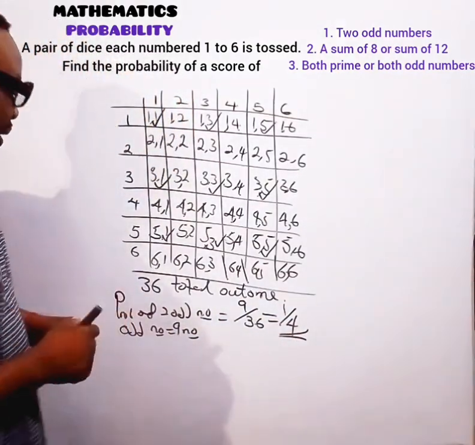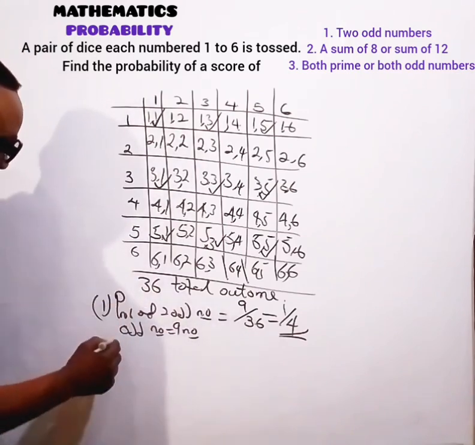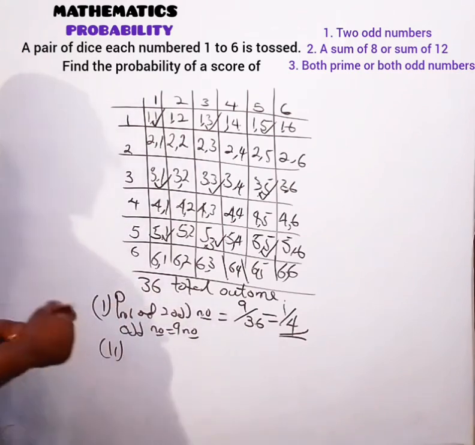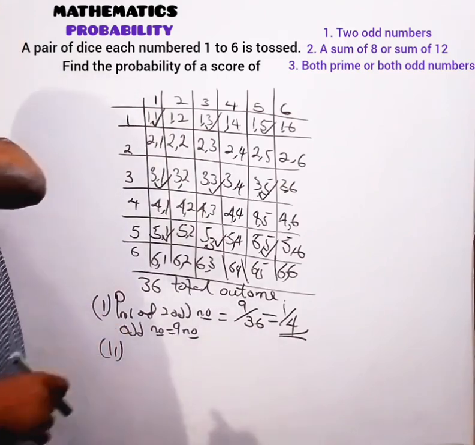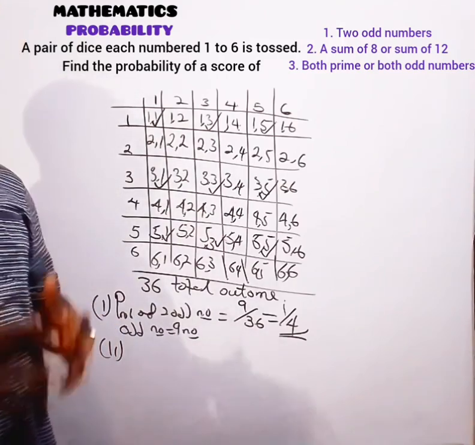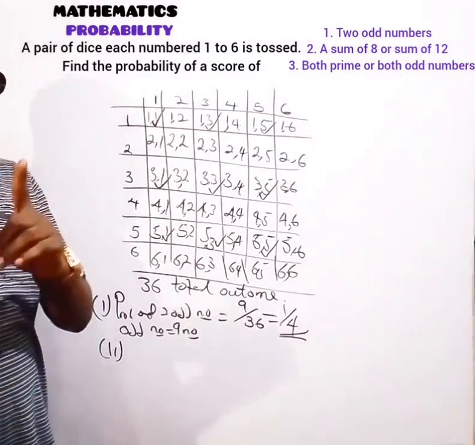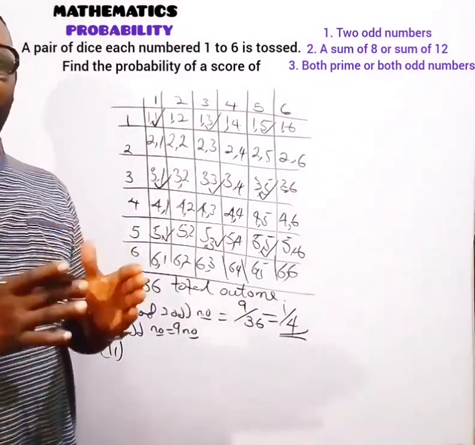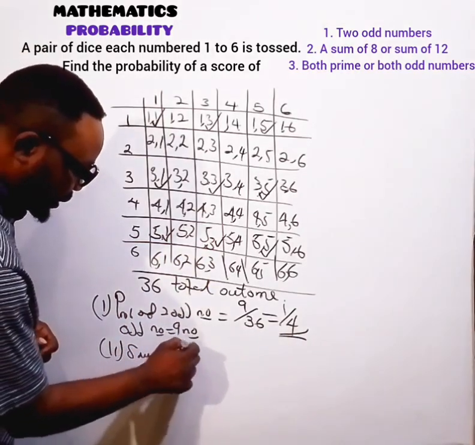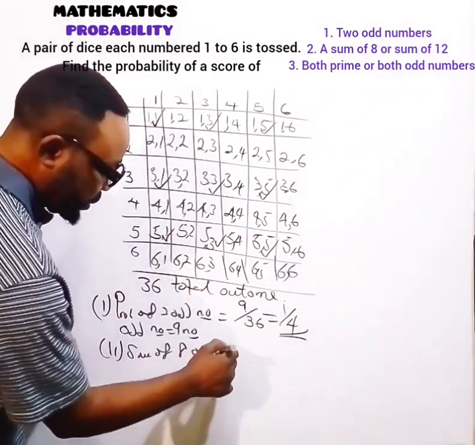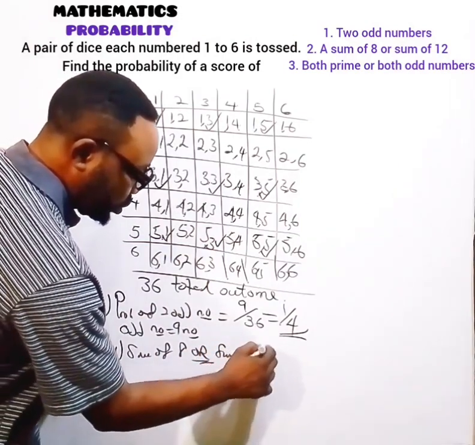Now, this is the answer to the first question. The second question says, what is the probability that we are going to have a sum of 8 or a sum of 12? Remember, sum of 8 or sum of 12.